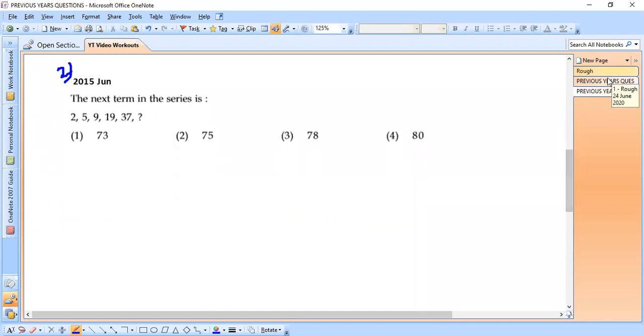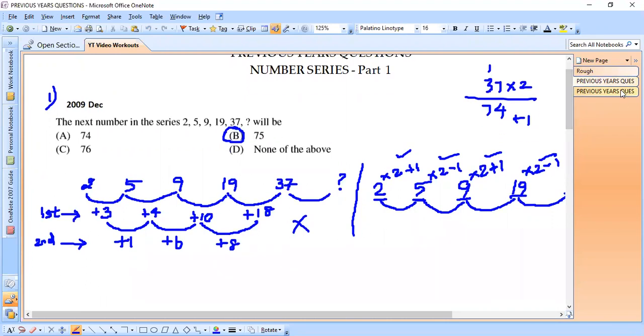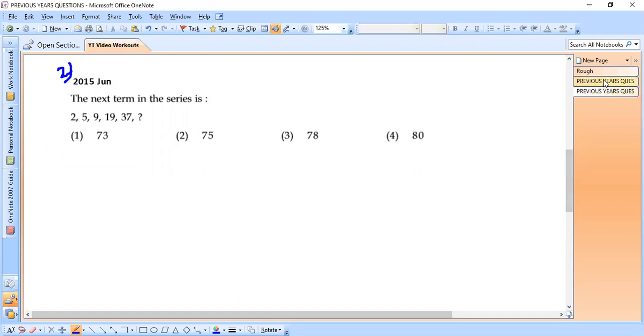So I'm not working it once again. In the previous session itself, we worked it and got the answer to be 75. If you want, I can attach the link of that video in the description box of this video. So already we got the answer to be 75, and no doubt the same answer 75 will come here also. I'm marking the answer as 75, option 2. And if you want the clear-cut explanation, you can see the video of my part 1 number series.